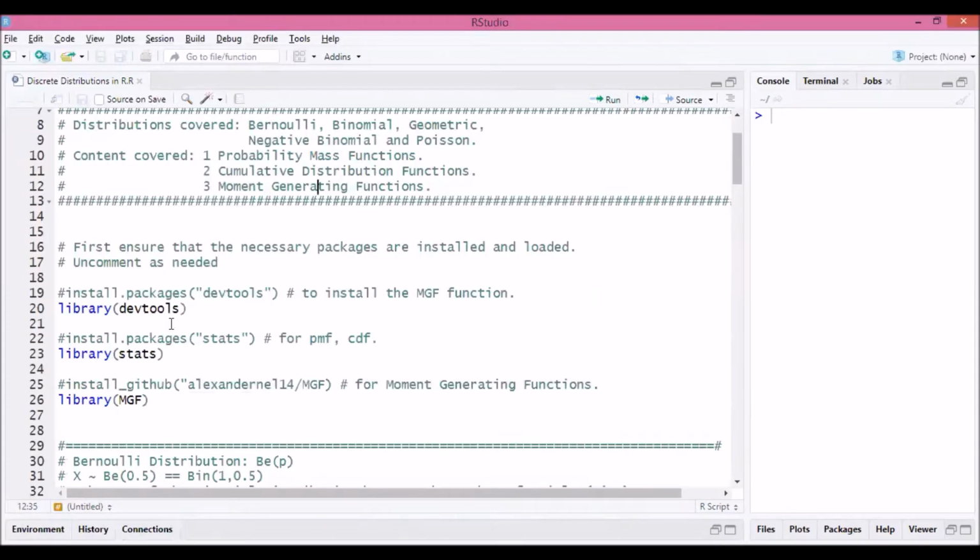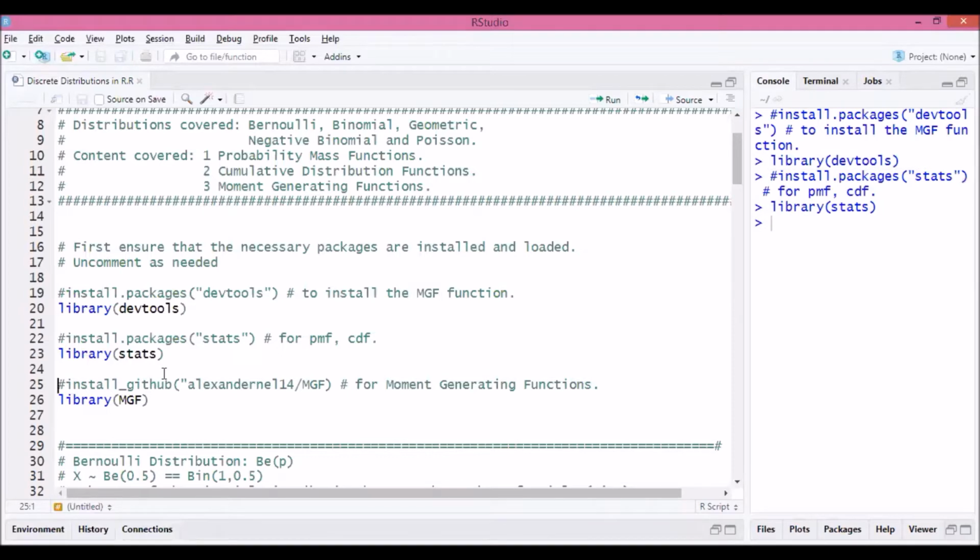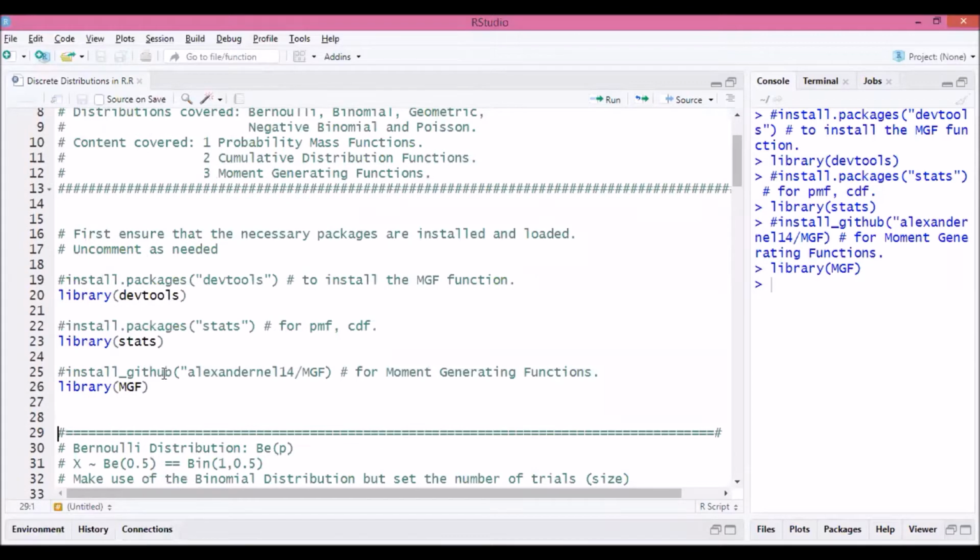Firstly, there are a few packages that you need to load and install if you don't have them already installed. Just uncomment these lines and then install all of these packages. It's the devtools library, which will allow you to install my moment generating function package. The stats library should by default be in RStudio, and it gives us access to the probability mass function and the cumulative distribution function. And the MGF package will allow us to get the moment generating functions as well as calculate the moments of these 5 distributions.